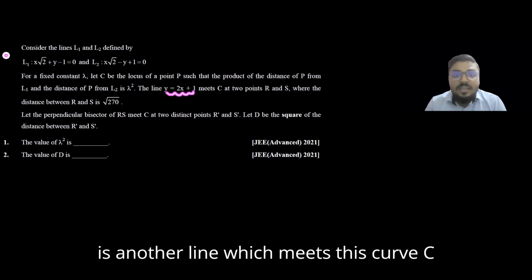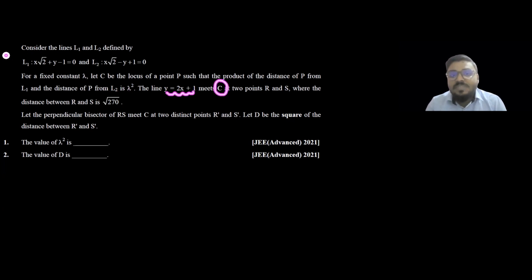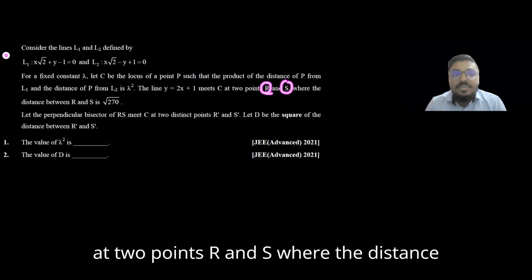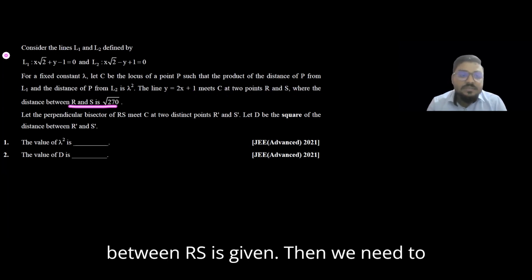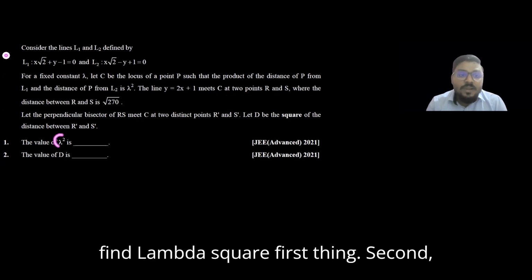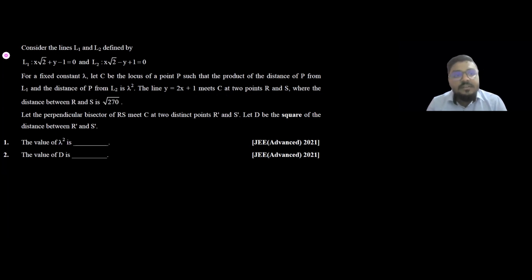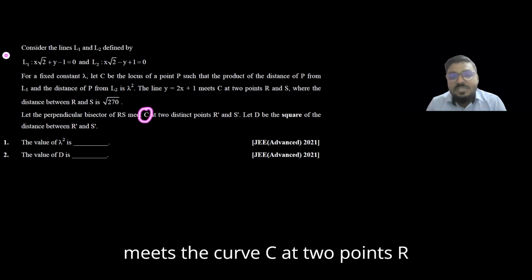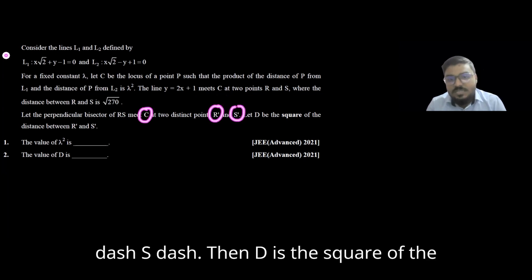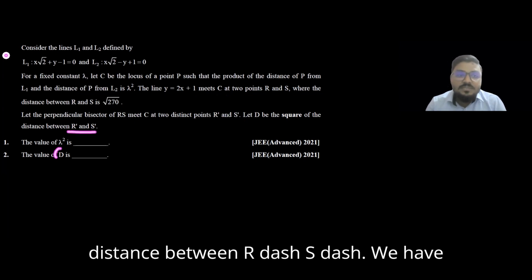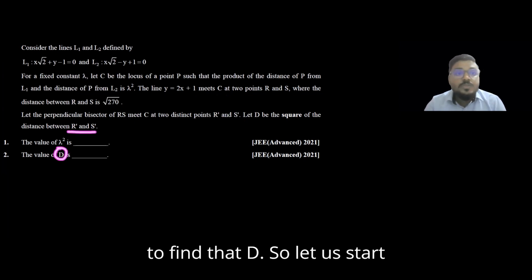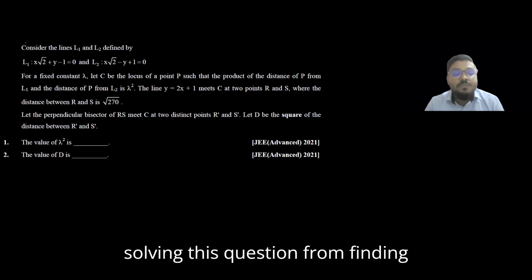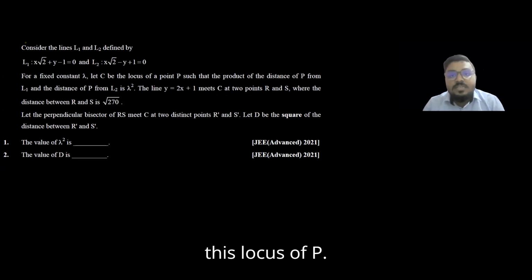And there is another line which meets this curve C at 2 points R and S, where the distance between RS is given. Then we need to find lambda square, first thing. Second, the perpendicular bisector of RS meets the curve C at 2 points R dash and S dash. Then D is the square of the distance between R dash and S dash. We have to find that D. So let us start solving this question from finding this locus of P.